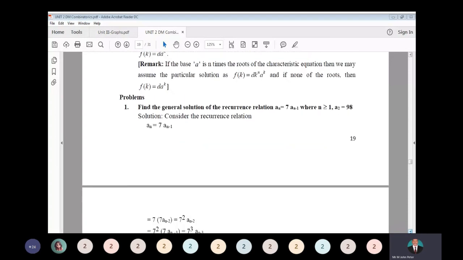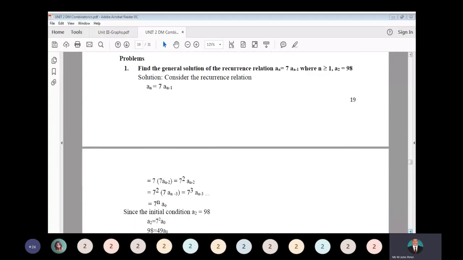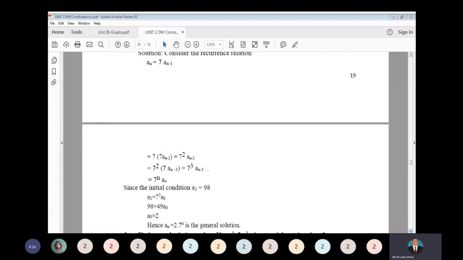So find the general solution of the recurrence relation an is equal to 7 an minus 1, where n greater than or equal to 1 and a2 is equal to 98. So consider the relation: an is equal to 7 an minus 1, that is equal to 7 into 7 an minus 2, that is equal to 7 square an minus 2. So that is equal to 7 power n into a0. Like that you can arrange.